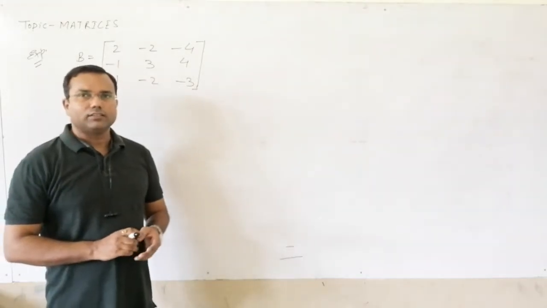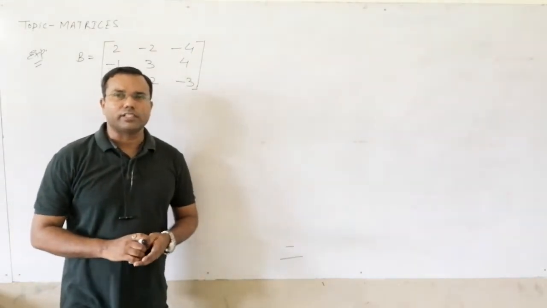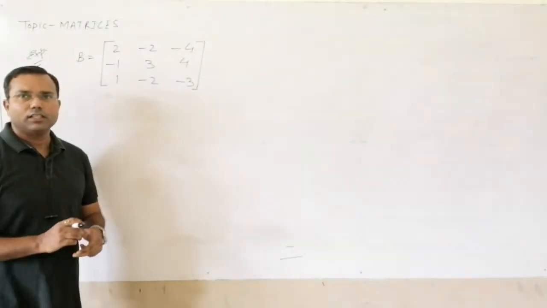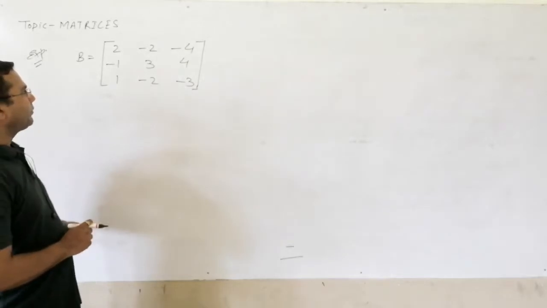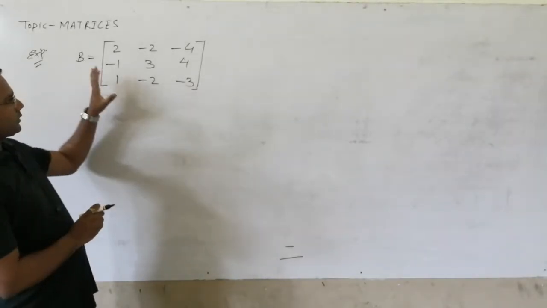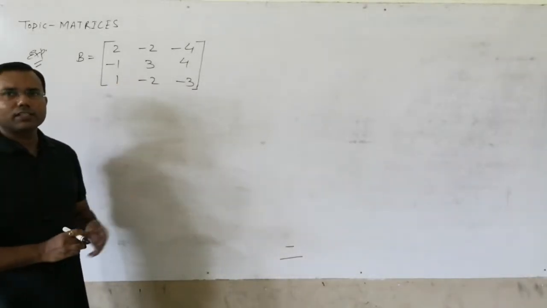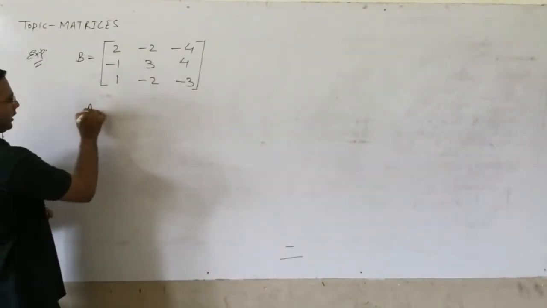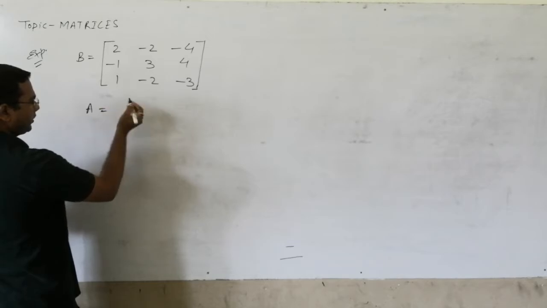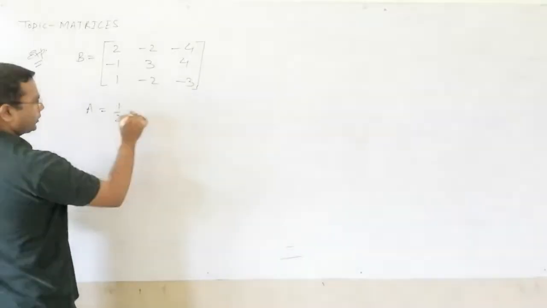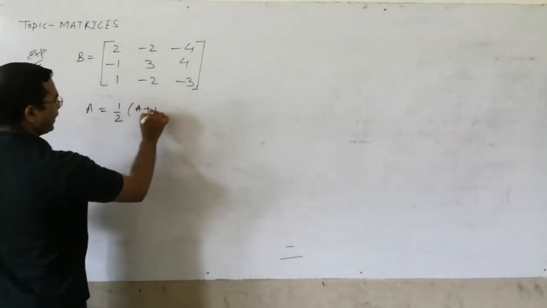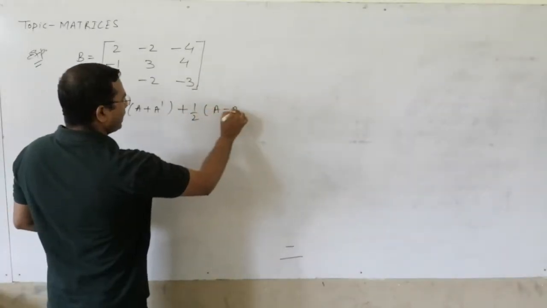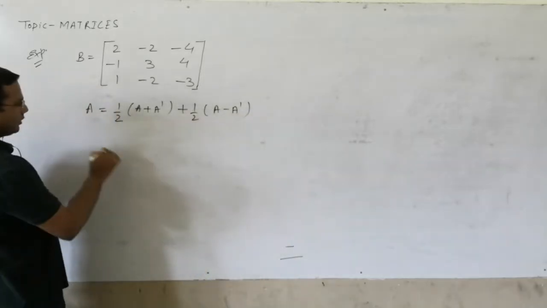We will learn the topic symmetric and skew-symmetric matrix with the help of one example. I have taken this example and we will try to explain with the help of this how this square matrix can be written as a sum of a symmetric and a skew-symmetric matrix. We know that matrix A is equal to 1 upon 2 (A plus A transpose) and 1 upon 2 (A minus A transpose).